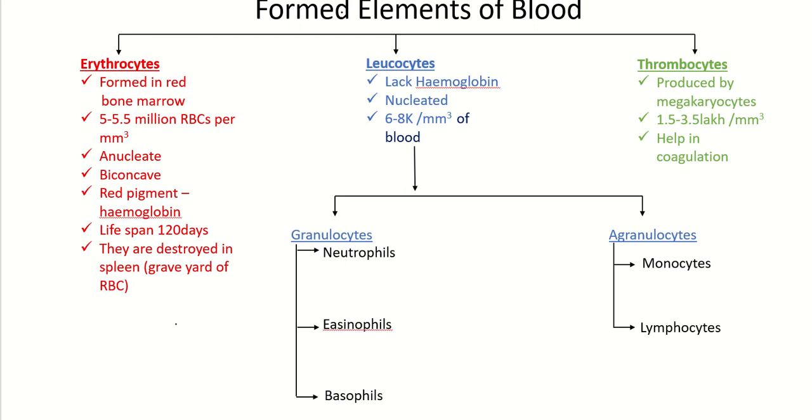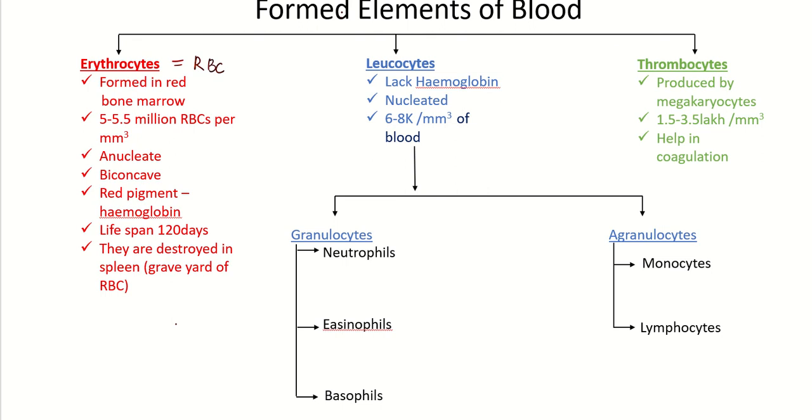So formed elements of blood, we can group them into three: the erythrocytes, leukocytes, and thrombocytes. So erythrocytes, they're also called as the RBC. Erythrocytes are also called as red blood cells, RBC.